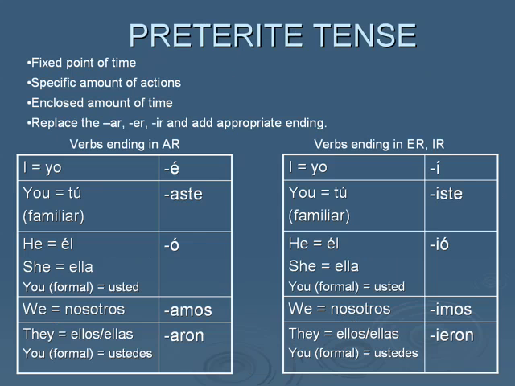The preterite tense. It's a specific amount of actions in a closed amount of time and at a fixed point of time. Like the present, you drop the AR, ER, and IR, and you add the appropriate ending. These are the endings for most of the verbs in the preterite tense. Again, there's going to be irregular verbs.